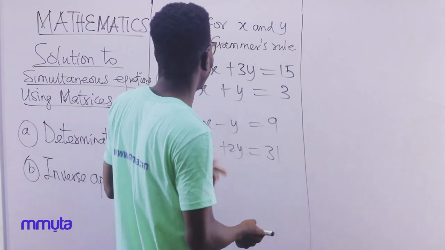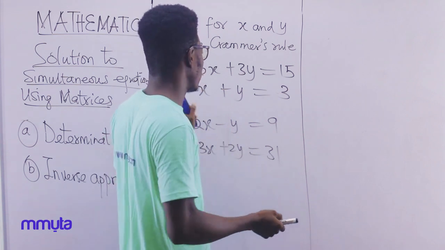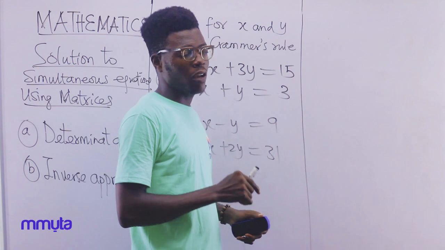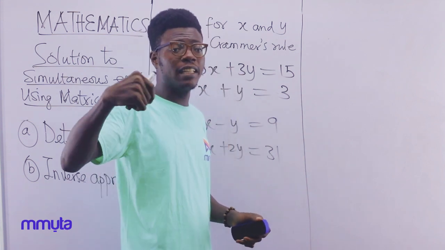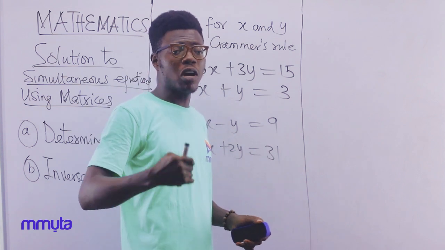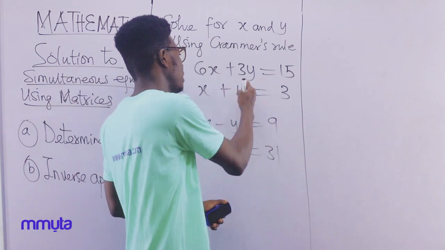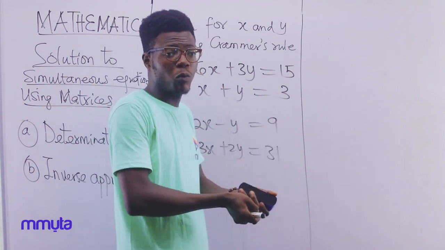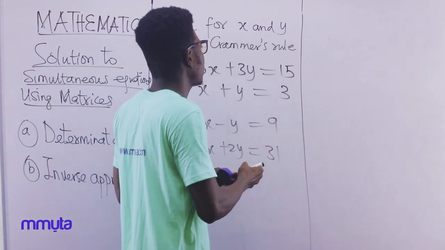Alright, so for the determinant approach, we use the idea of determinants to solve this. Remember, we are going to have three determinants. We have the delta naught, or say the determinant of the main matrix. We are going to have delta x, and we are going to have delta y, because we are solving for x and y. Or you say we are going to have the determinant of x, the determinant of y, and then the determinant of naught. This is what is meant.